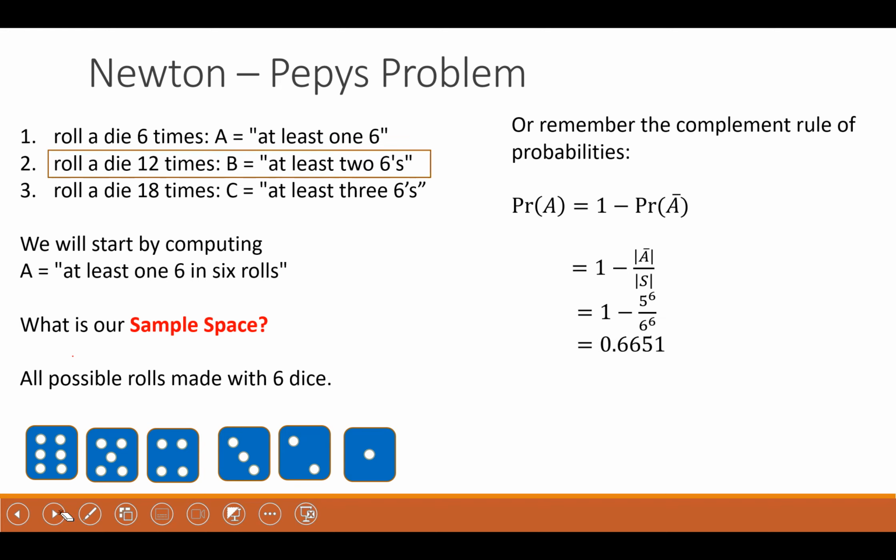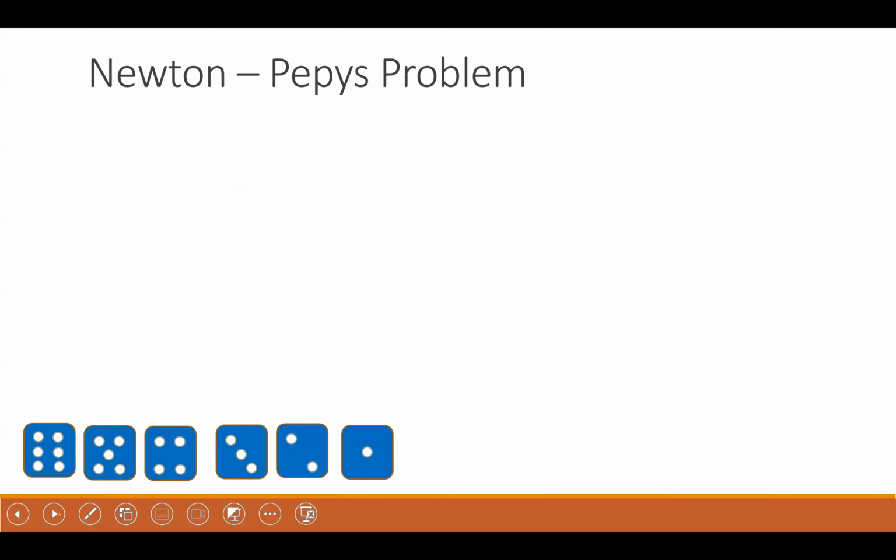Okay, so we've done experiment number 1. Let's do experiment number 2. We're going to roll a 6-sided die 12 times, and then we're going to determine the probability that we get at least 2 6s out of those 12 rolls.